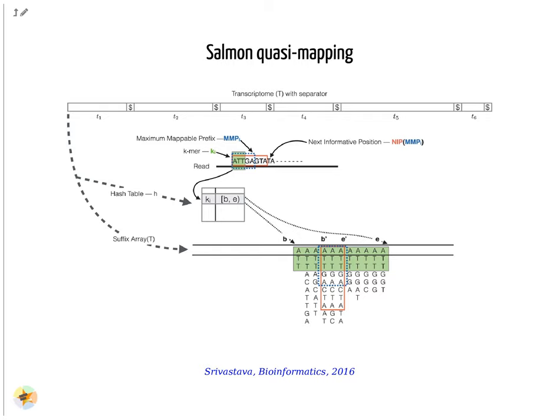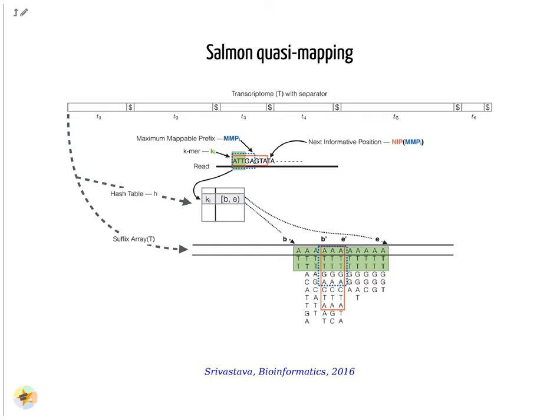During the quasi-mapping procedure, a read is scanned from left to right until a k-mer is encountered that appears in the hash table. That k-mer is looked up in the hash table and the suffix array intervals are retrieved. Then, the maximal mappable prefix is computed by finding the longest substring of the read that matches the reference suffixes. Owing to sequencing errors, the maximal mappable prefix may not span the complete read.